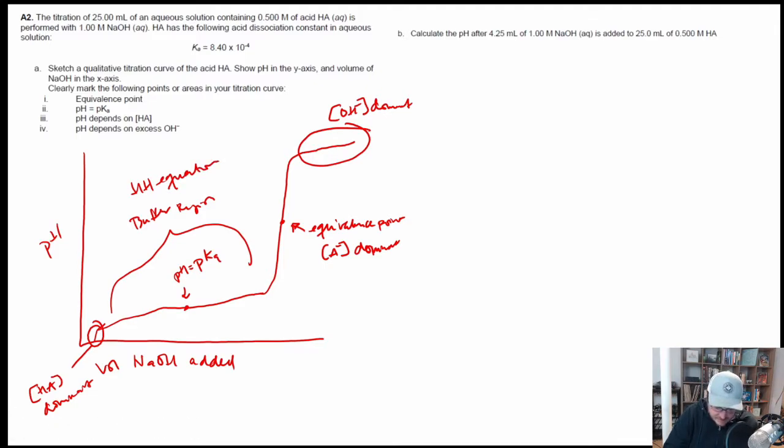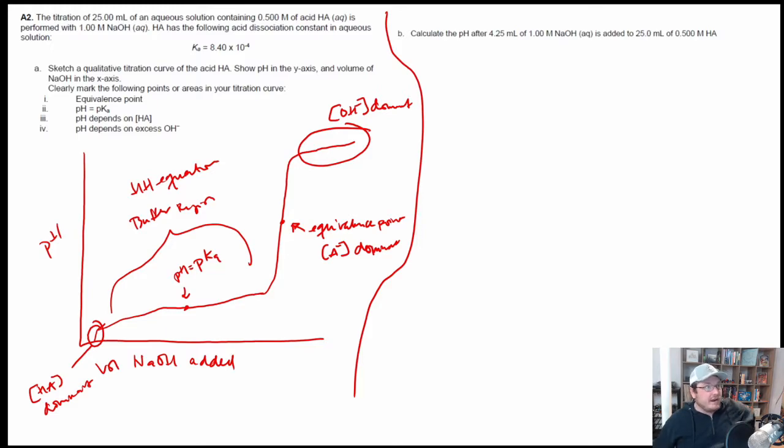Cool, right? So that's A. That's how you sketch those out. So B, calculate the pH after 4.25 milliliters of 1 molar NaOH is added to 25 milliliters of 0.500 molar HA. So what we have right here, starting off, is we're doing the titration.